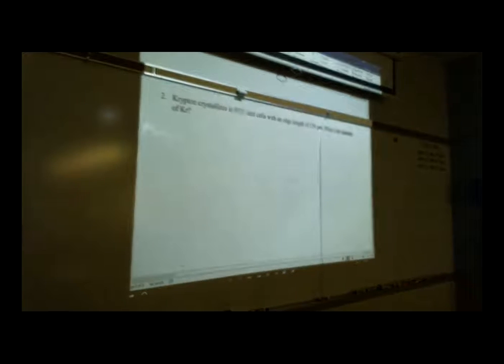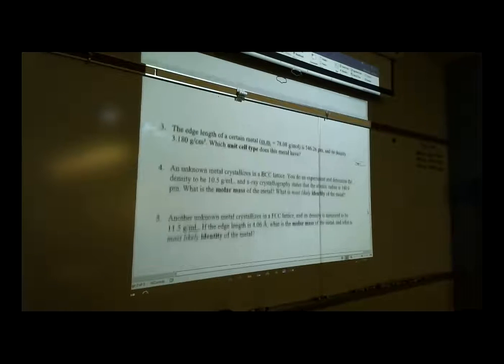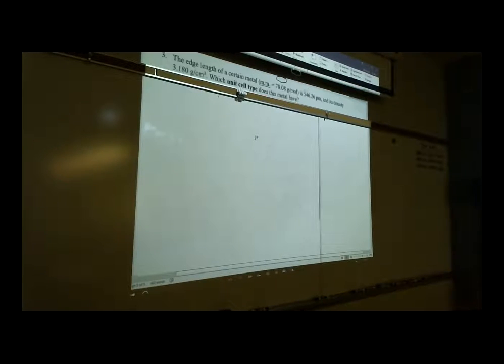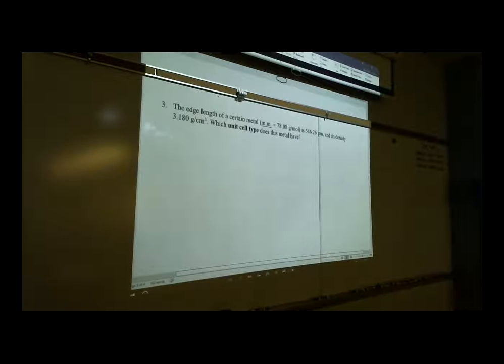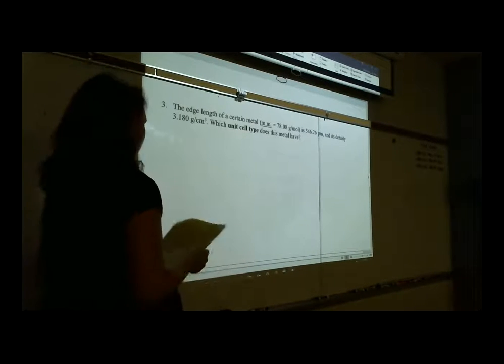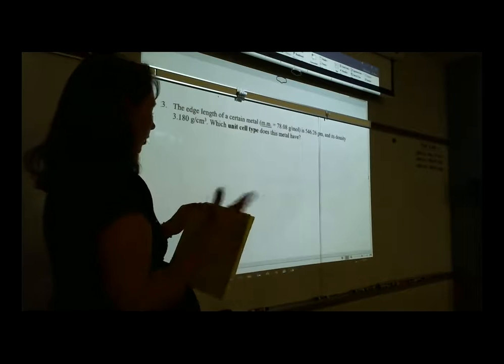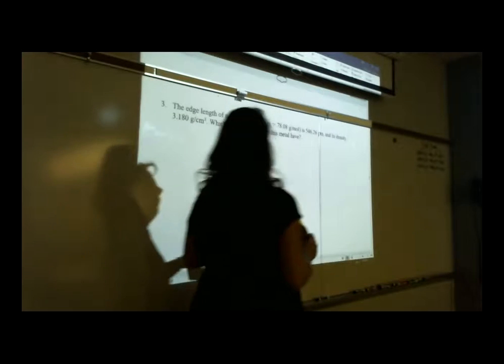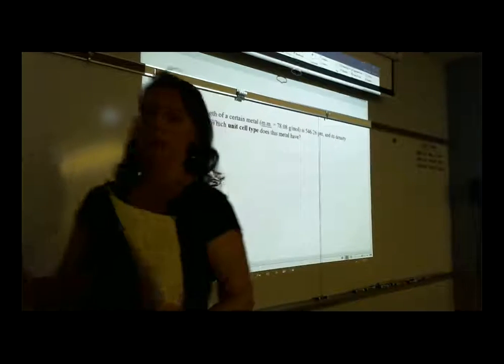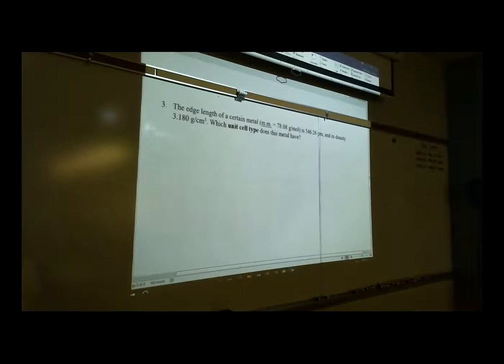Let's look at number 3. Okay, this time we're given edge length and density, and we want to know unit cell type. So we're going to work a little bit differently, right? But it's not going to be a whole lot more challenging than the previous ones. We just have different steps we need to follow.